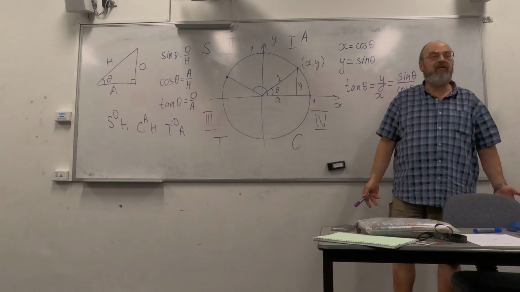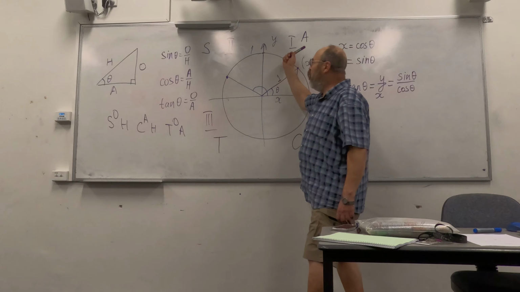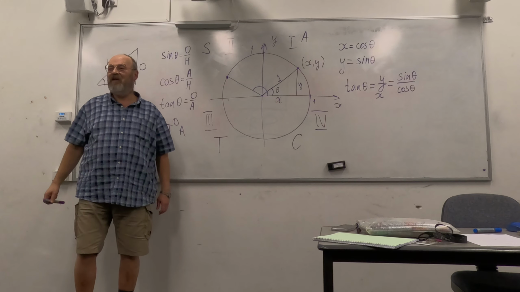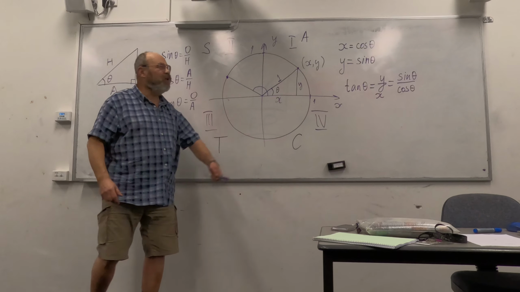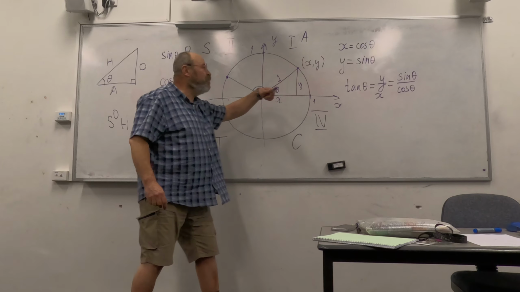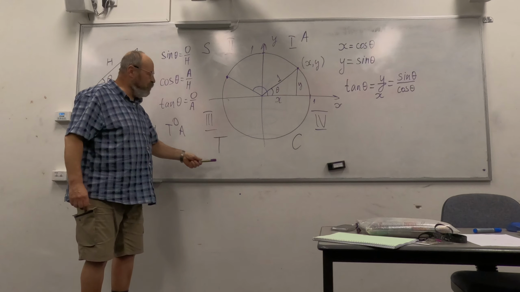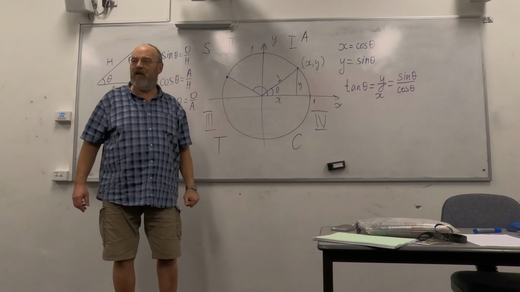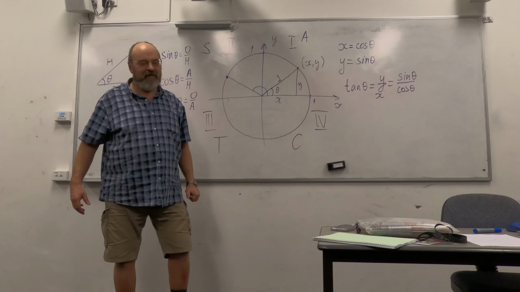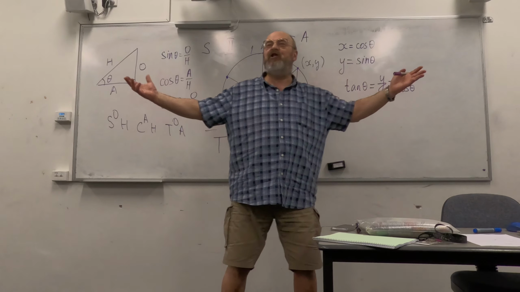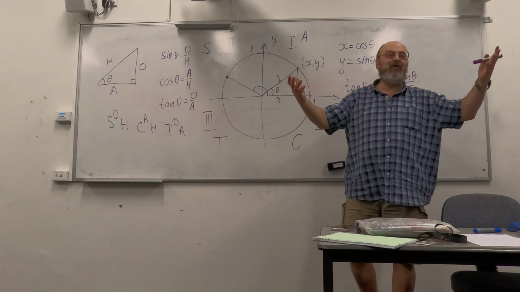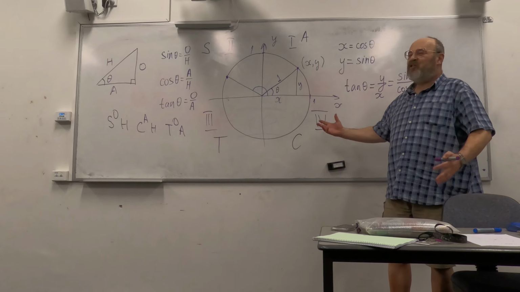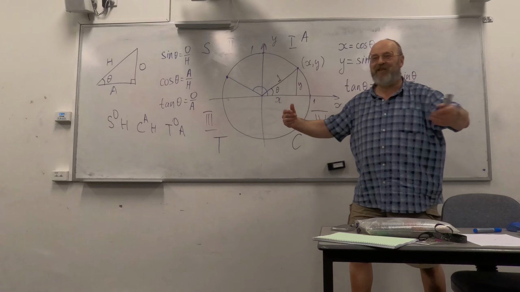To memorize that, you can use All Stops to Caulfield. All stops to Caulfield. All positive, sine positive, tan positive, cos positive. You can say all stops to city if you prefer, or I can say all stops to Chelsea Heights.